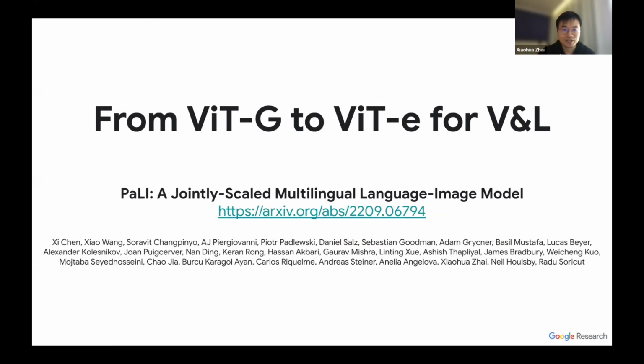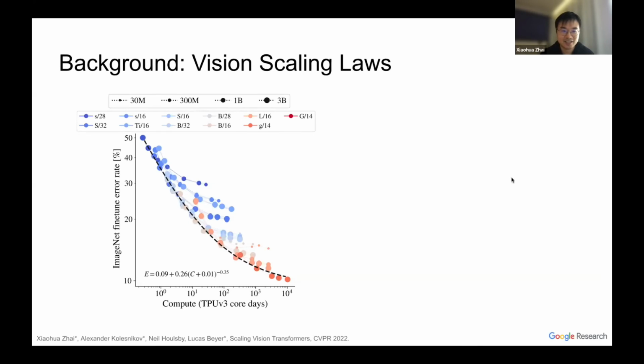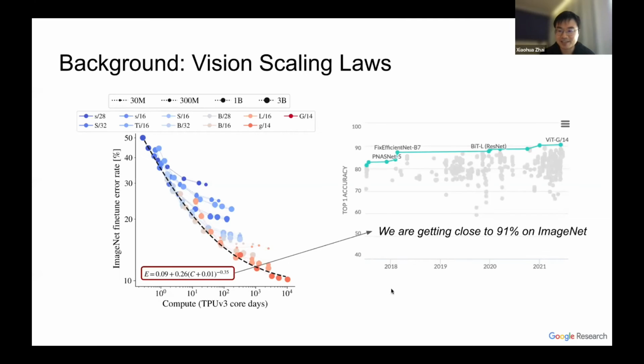And finally, I will quickly mention continuously scaling up the vision backbone from ViT-G to ViT-E for vision and language downstream tasks. Just a bit of background. This scaling law shows the Pareto frontier: by continuously scaling up the compute, the model may saturate on ImageNet fine-tuning error rate. In this case, it's 0.09 according to the estimation. And if we look at the Papers with Code benchmark, we are getting pretty close to that limit on ImageNet.